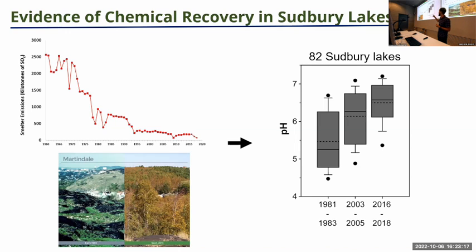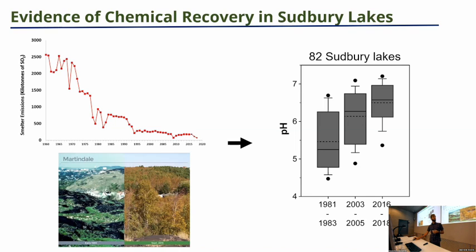Following the decline in emissions from the Sudbury smelters, shown in the upper left corner in the red line plot, the landscape started to recover, which was enforced by restoration activities. With this recovery, we also see recovery in lakes. This is data from 82 lakes in the area. What we see there is an increase of about 1 pH unit from the 1980s to most recently. So a strong chemical recovery of the landscape and the lakes following emissions reductions.